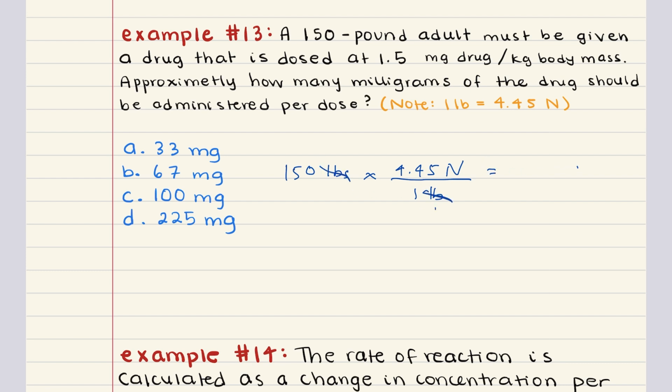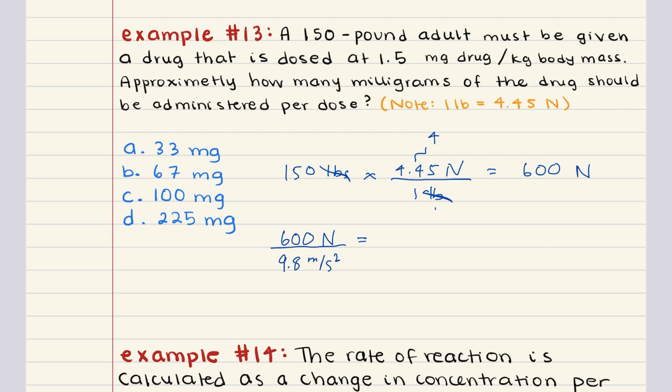We're left with units of newton. Here I'm going to approximate this to 4, and 150 multiplied by 4 is equal to 600. Then I'm going to take 600 newtons and divide this by the acceleration due to gravity. This is 9.8 meters per second squared.